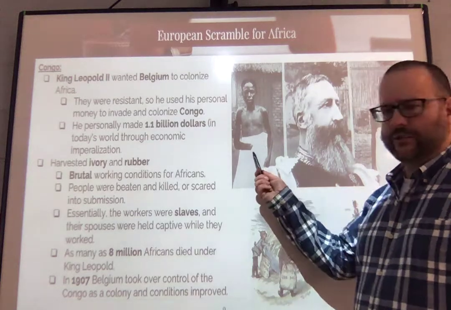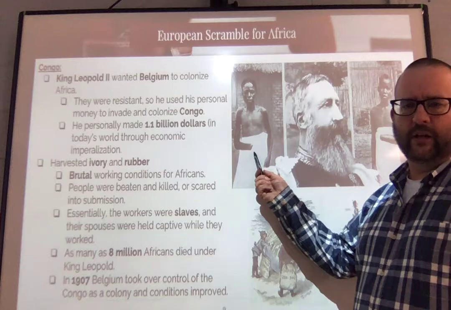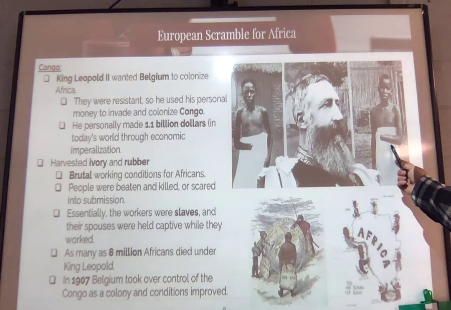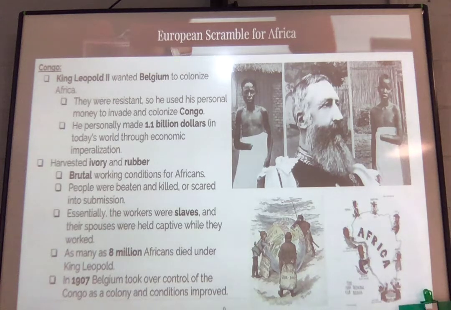These are some of the results. This is what happens if you didn't work right. You could have your hands cut off, right? Because harvesting rubber was an extremely, extremely horrible line of work to be in.